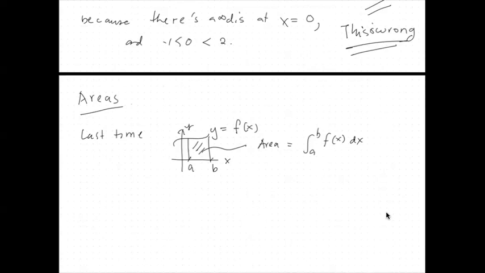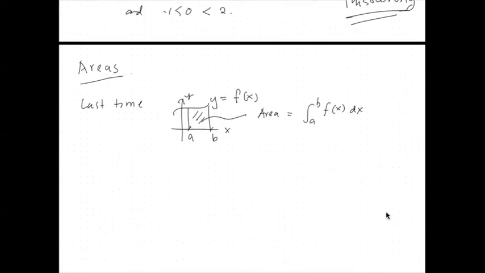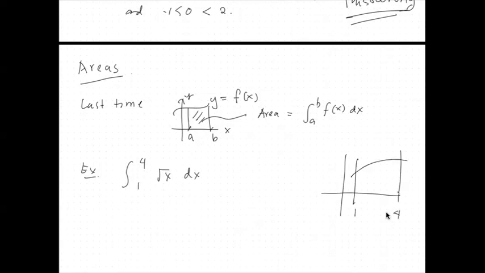Now we would like to generalize this into areas between curves. But before that, let me do an example in here. So here, if you get the integral from 1 to 4 of square root of x, this is interpreted as getting the area from 1 to 4. This is your graph here, y is equal to square root of x, and this is the area. Let's say the area is A. Then the area is just equal to this integral.